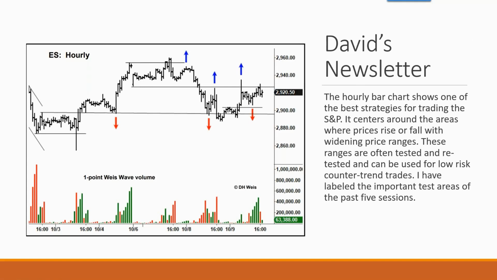he's using the hourly bar like we do, and he says here the hourly bar chart shows one of the best strategies for trading the S&Ps. It centers around the areas where prices rise or fall with widening price ranges. I'll explain what that means in a second. These ranges are often tested and sometimes retested and can be used for counter trend trades. And he labels the important ones here. Okay, so let's see what that means.